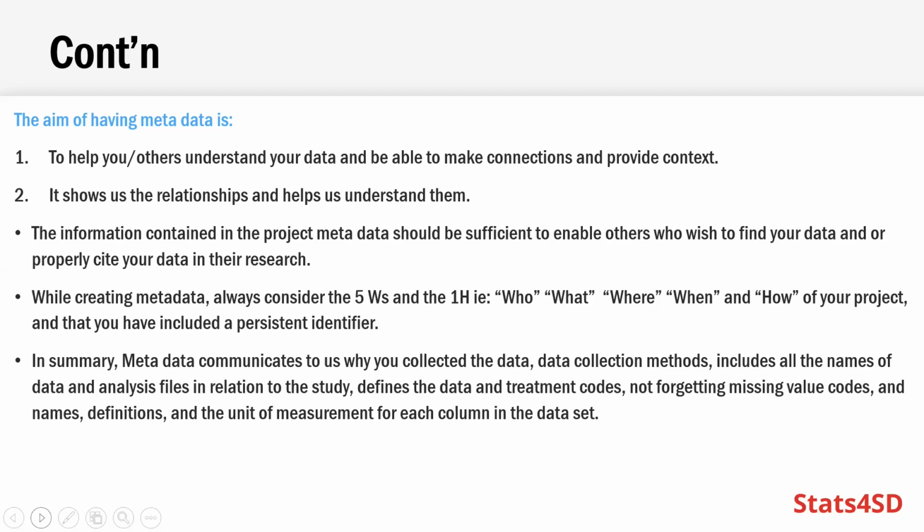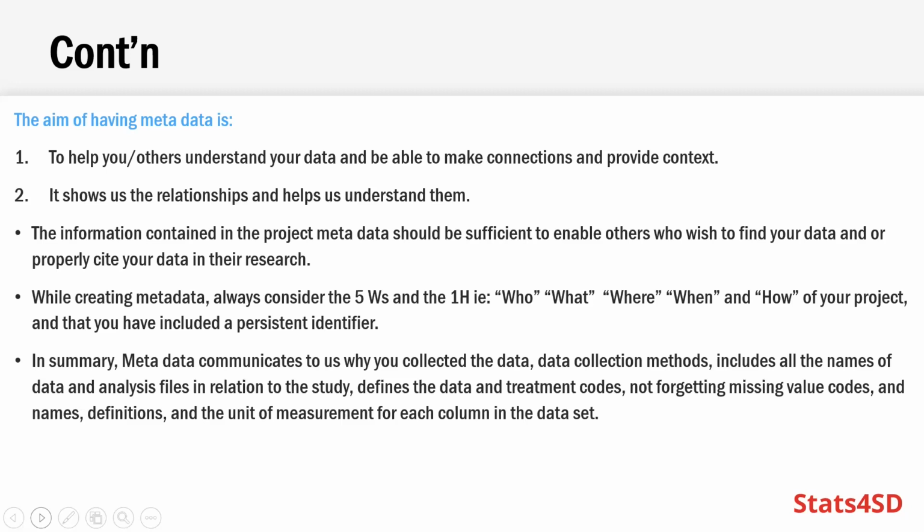And when creating metadata, consider the 4 W's and the 1 H, whereby the 4 W's include the who, the what, the where, the when, and then the H is how of your project and what you have included. And you ensure that you have a persistent identifier so that people can easily retrieve this data by using that identifier.